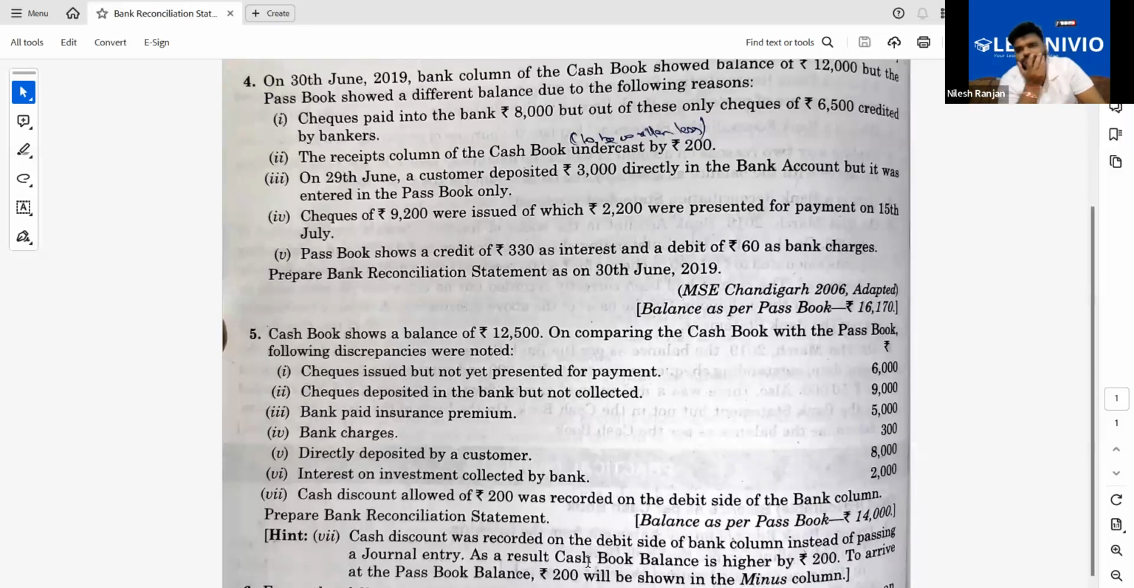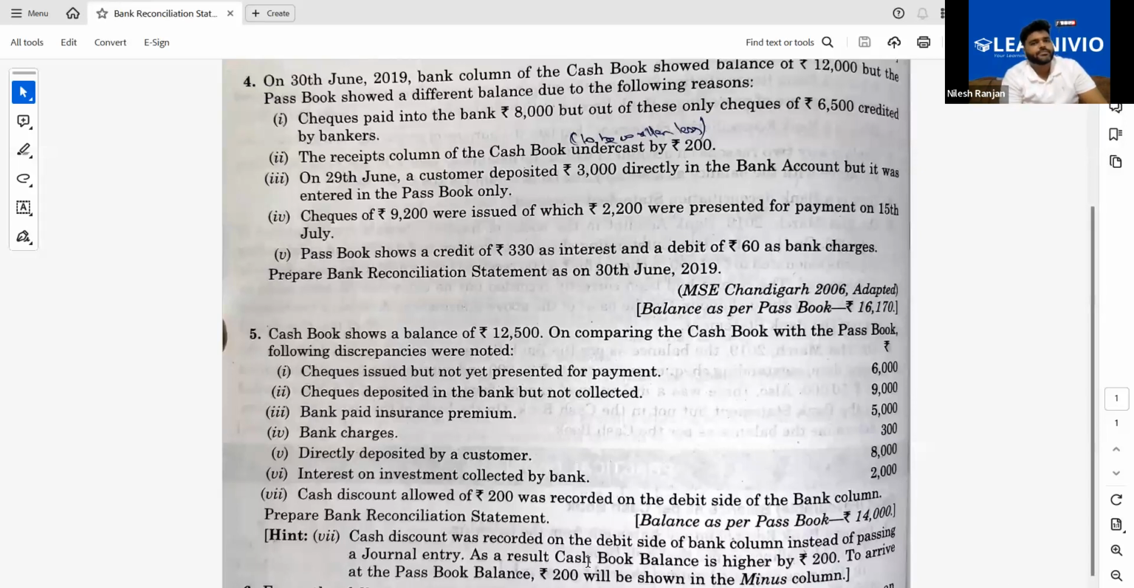So, sir, whether we adjust the cash book or the passbook depends on the first transaction we get in the question, right? If opening balance is cash book, then we have to adjust the cash book. If opening balance is passbook, then we have to adjust the passbook.